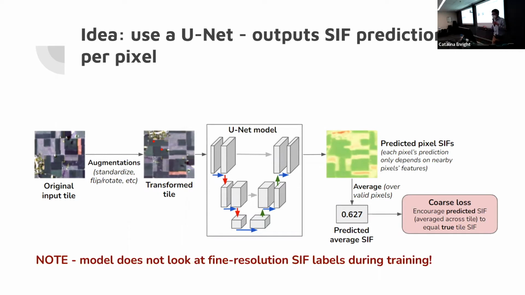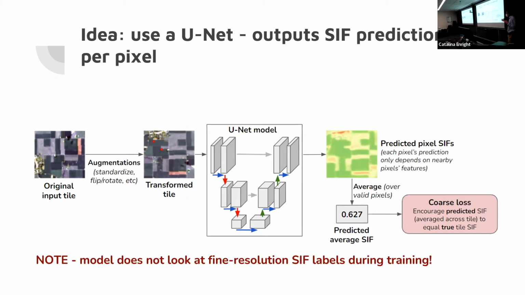And again, this model does not need to look at fine resolution SIF labels during training. So a basic idea for how to use this: we have our original input tile. We just pass it through some pre-processing augmentations and get another pre-processed tile. Then we pass this tile of satellite imagery and other data into the UNet, and the UNet can output predicted SIF for each pixel.